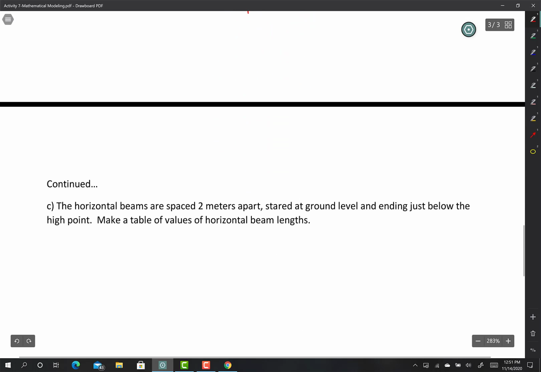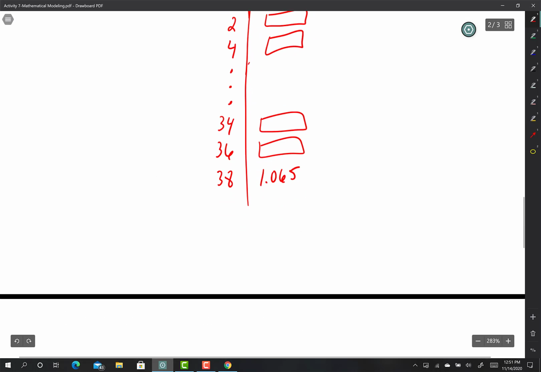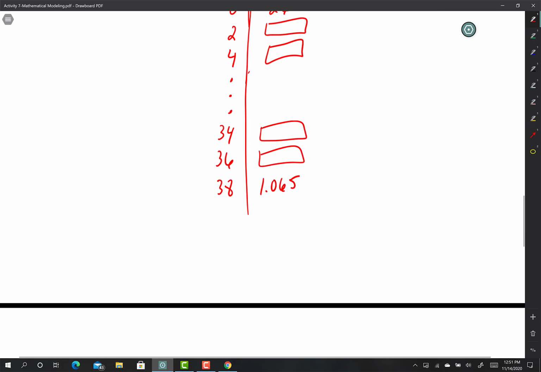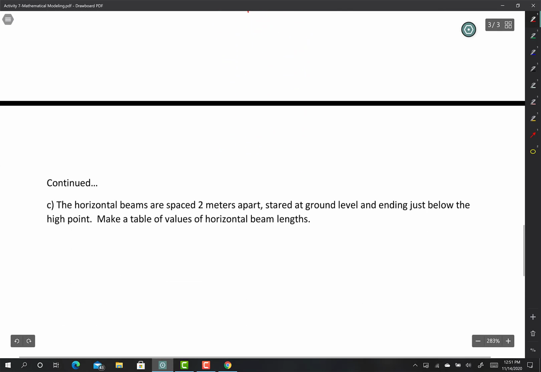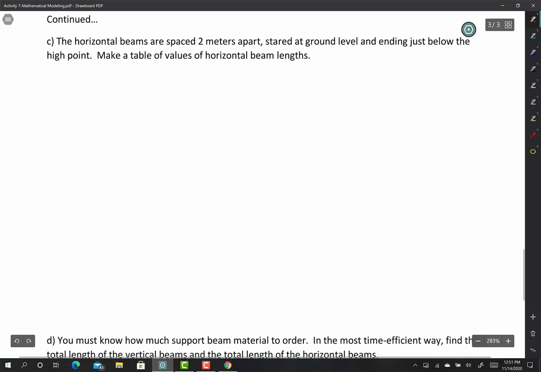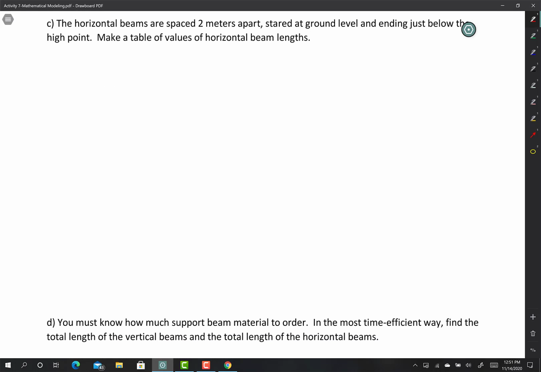Continuing. Well, pause it if you're still doing letter B, guys, and then you can start it again. Continuing on letter C, it says the horizontal beams are spaced 2 meters apart, starting at ground level, so I need to fix that spelling error there, and ending just below the high point. Make a table of values of the horizontal beam length. Okay, so now we're doing this.